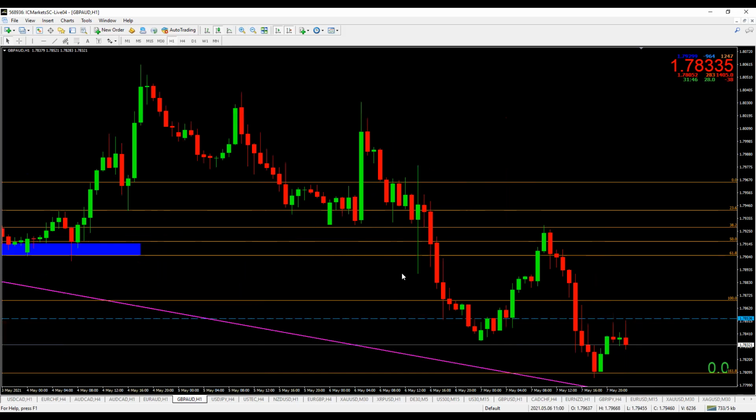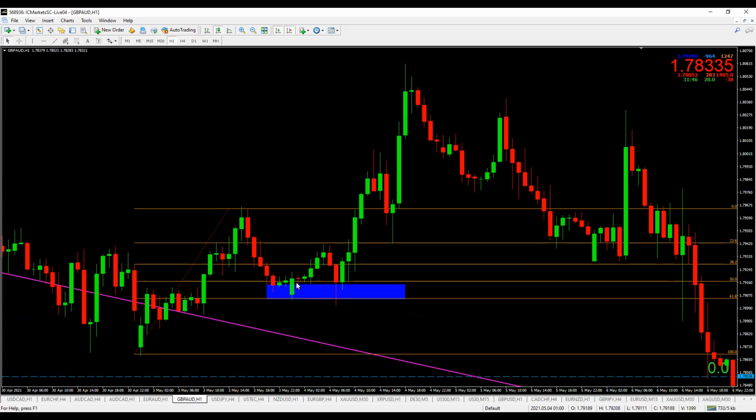Why? That would have been fine as well if you had entered here. So here, at the close of this bullish candle, or the break of this candle, the break and close, which means it would have been a bit late, but I mean, sometimes better late than never. Why would I have entered here?